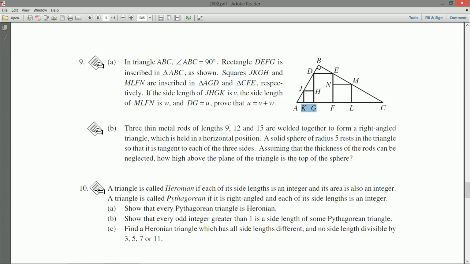Okay, so there are these. I mean, this one, JHGK, doesn't really look like a square, but nonetheless, we'll assume it is. If the side length of JHGK is V, and the side length of MLFN is W, and DG, so the longer looking side of our rectangle, is U, prove that U is equal to V plus W. Okay. That sounds involved. Let's draw ourselves our picture, label everything in, and then we'll see where we can go from there.